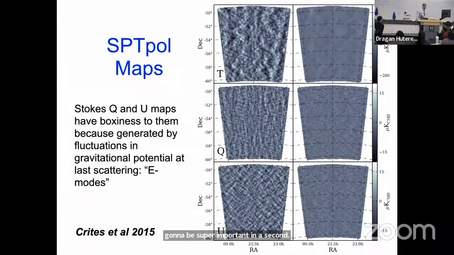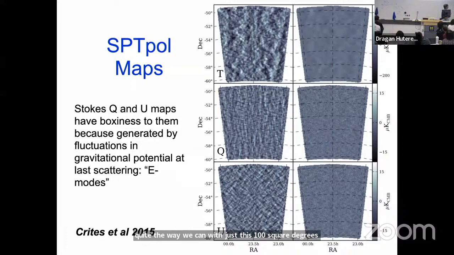All right, so here are some maps. This is from the South Pole Telescope, from 2015. I'm using these ones because our maps are now so large. You can see the small-scale structure quite well with just this 100 square degrees from 2015.